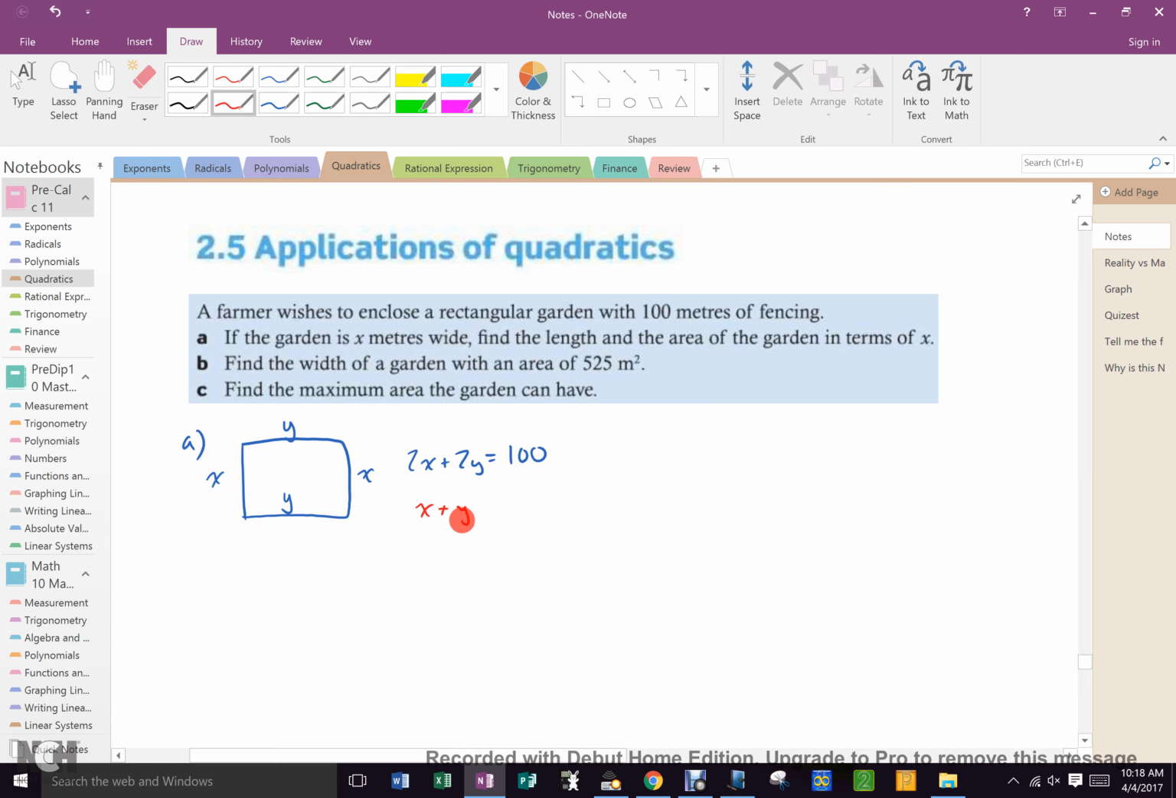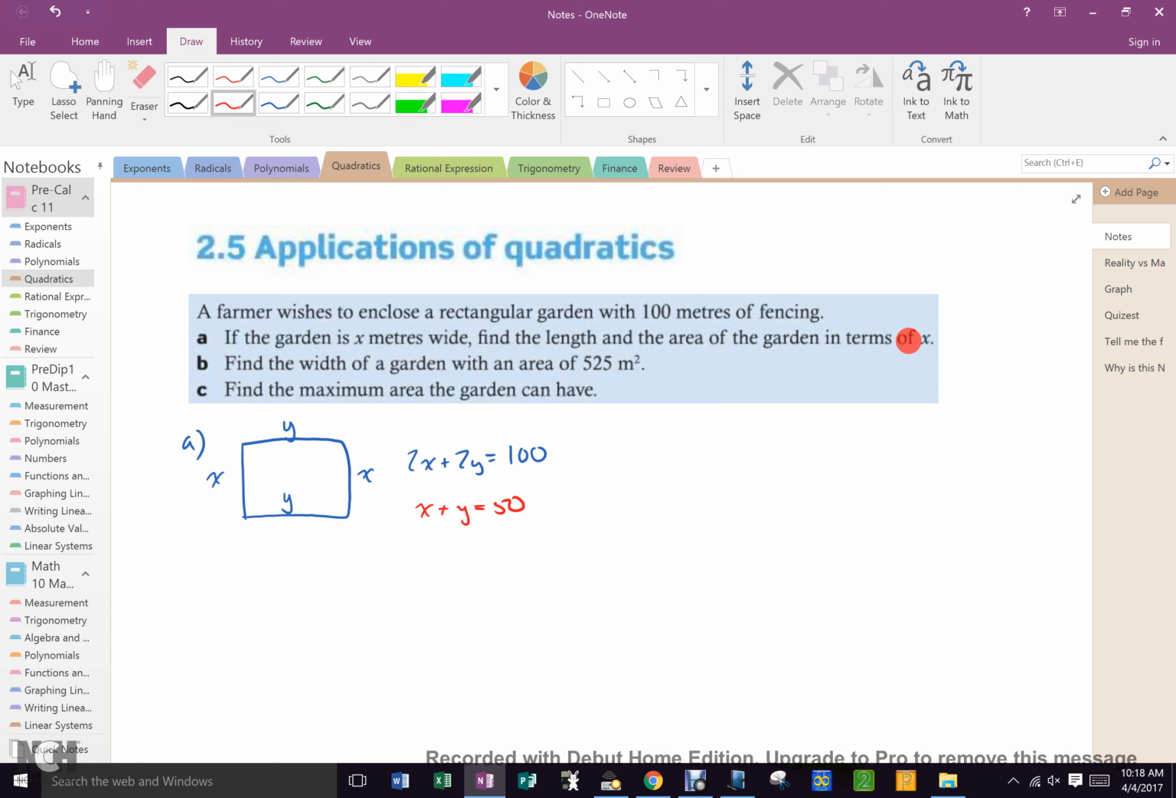X plus y equals 50. Is everybody in good shape? Okay. Now, have we solved the first one yet? Do we have the length of the garden and the area of the garden in terms of x? That's a math thing. What does this phrase "in terms of x" mean?